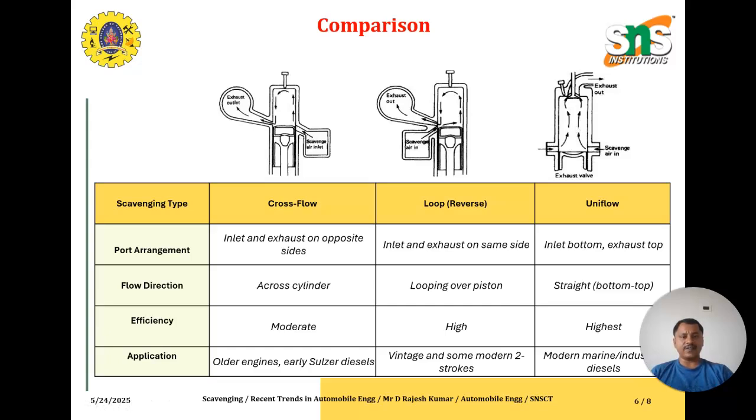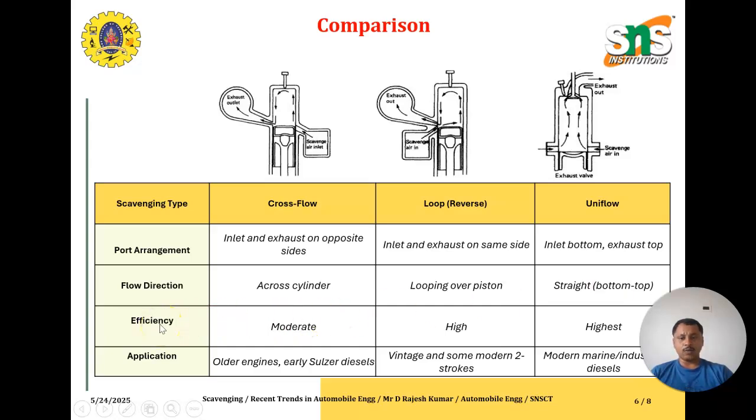When we compare these three types of scavenging process, the first difference is the port arrangement. As I told you already, cross flow has an opposite arrangement of intake and exhaust ports, whereas in loop scavenging, the intake and the exhaust lie on the same side. In uniflow, it enters at the bottom and exits at the top. Next is the flow direction. In cross flow, the flow is across the cylinder, whereas in loop it is looping above the piston, and in uniflow scavenging the flow direction is straight.